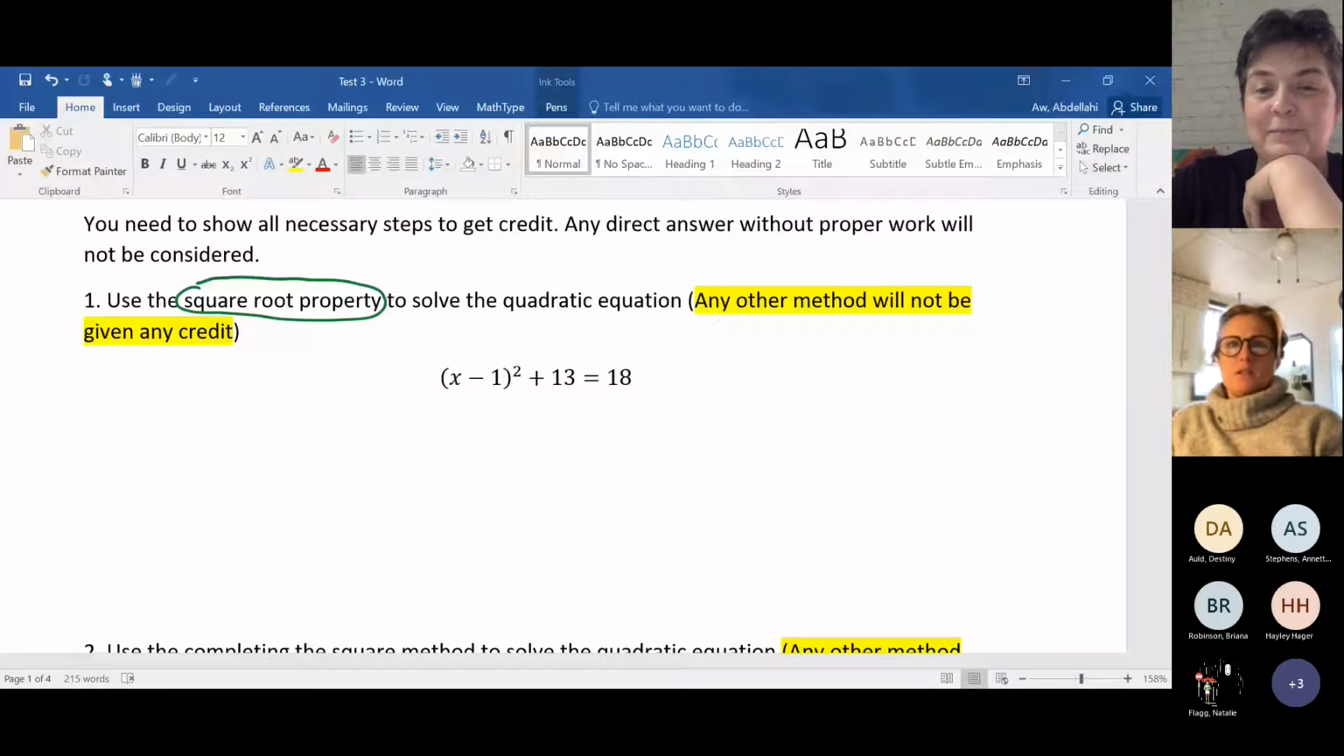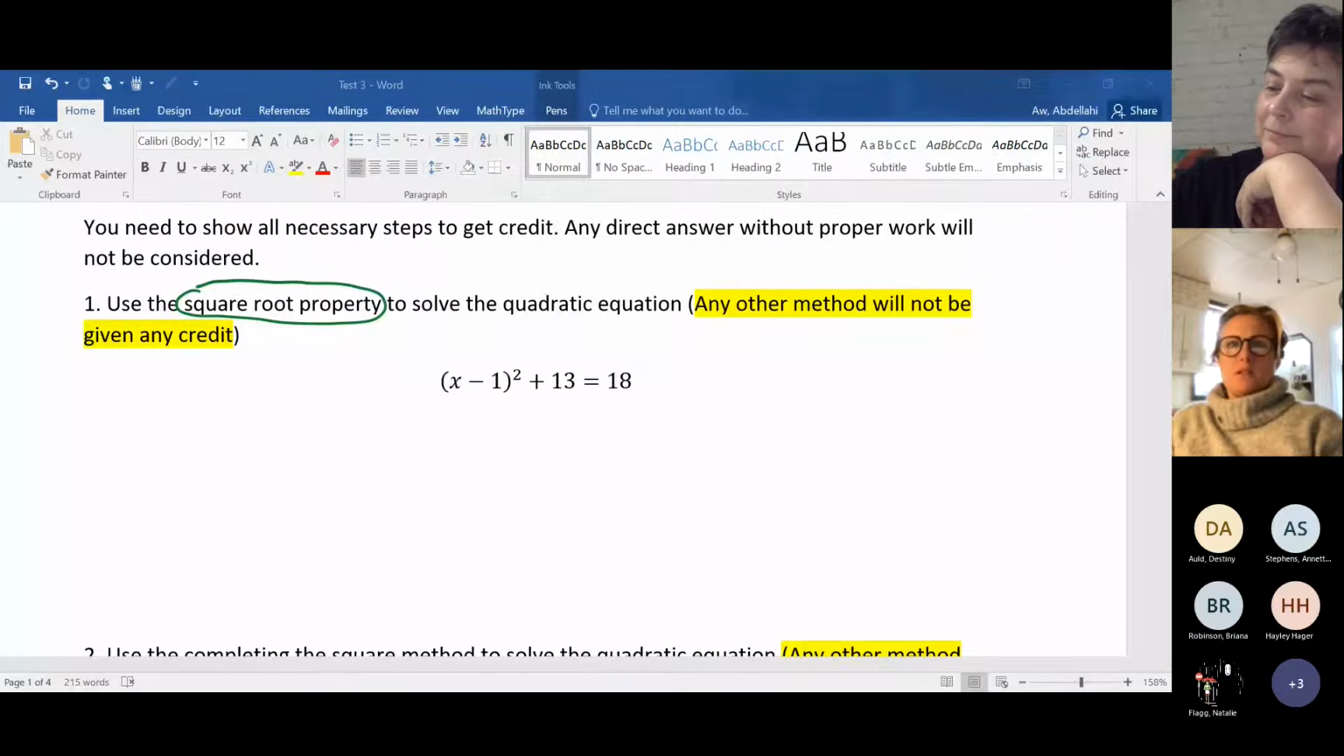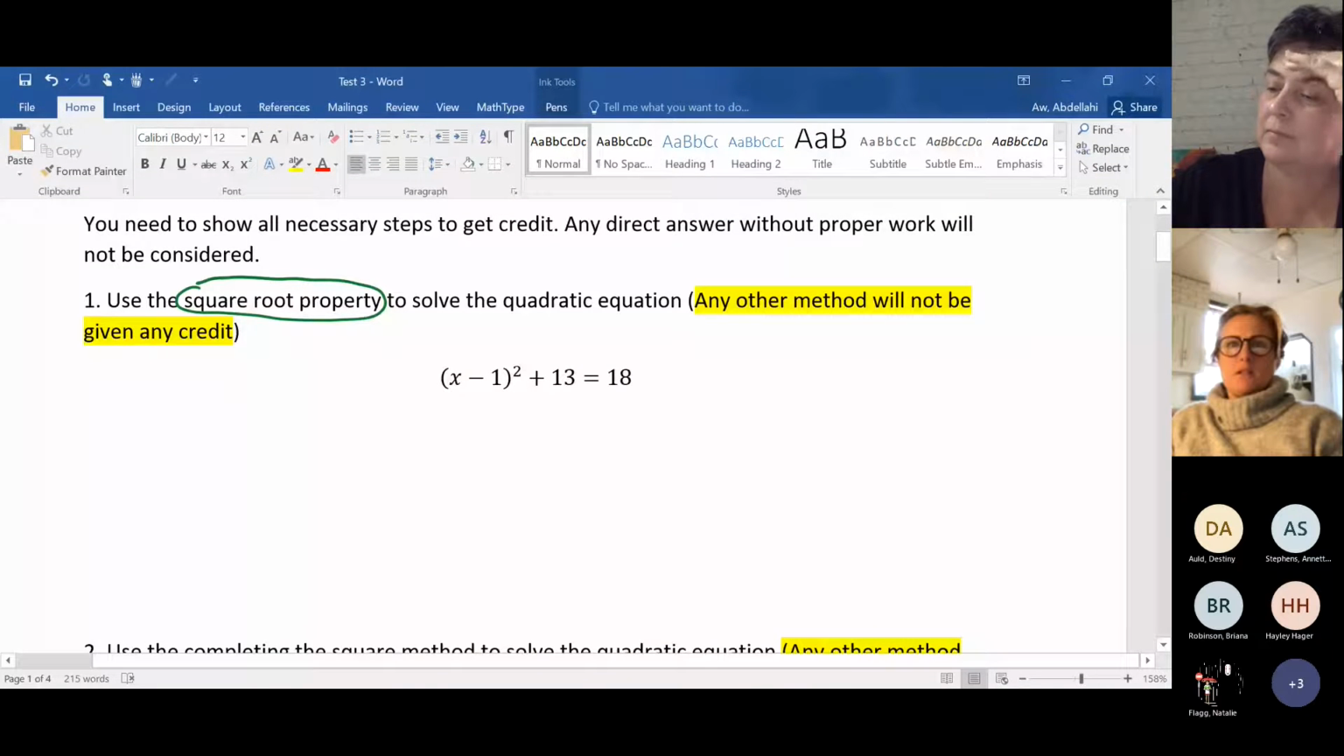It's like when the student tells you, no, I don't want any credit. Please give me a 0 on this problem. Because I highlighted any other method will be discarded. And yet some people did the other method. So please try to use the method we said, the square root property.